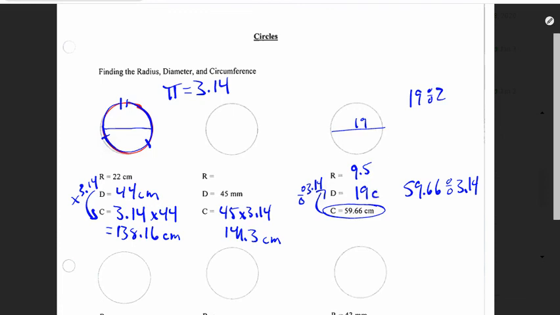And of course, make sure you remember your units. A lot of people are forgetting them. That's basically radius, diameter, and circumference. Hopefully, that will help you.